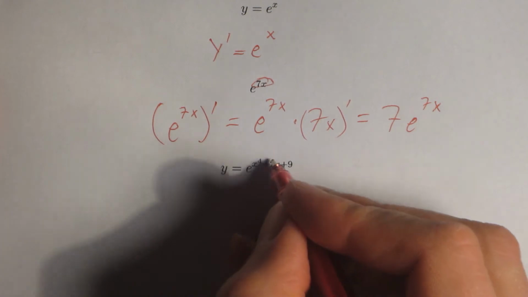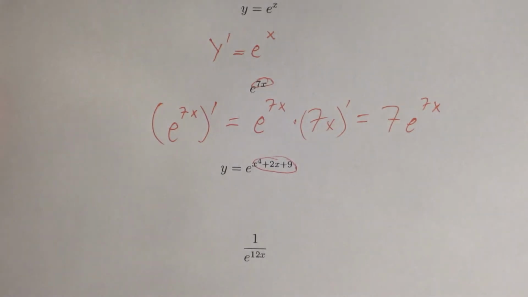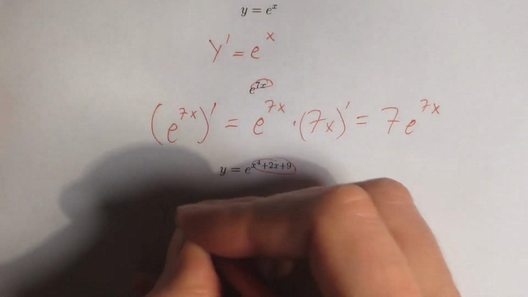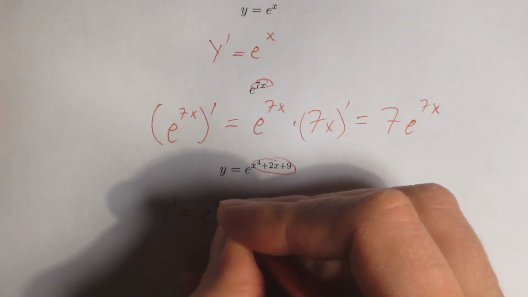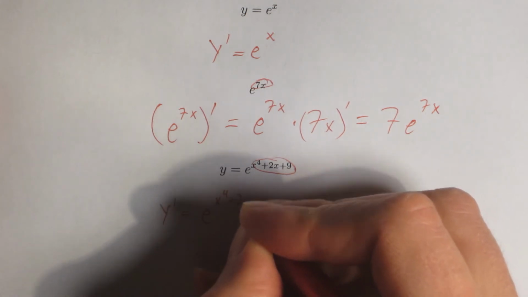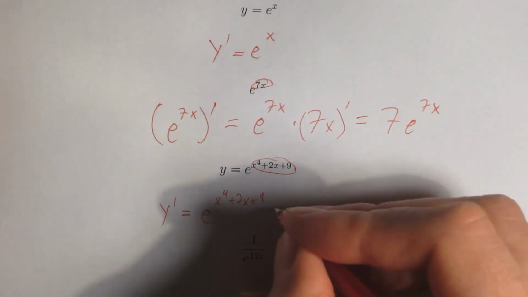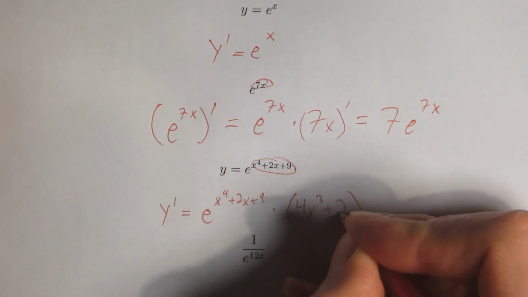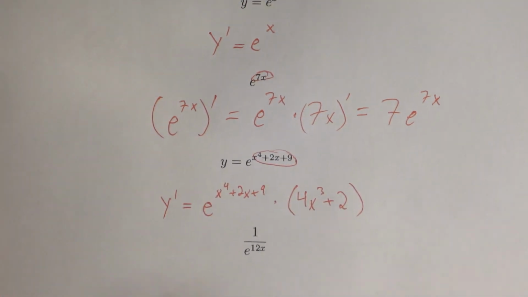Here the story is similar. We view x^4 plus 2x plus 9 as the inner function and use the chain rule. So inside your head you have e to the power of something. The derivative y prime here becomes e to the power of (x^4 plus 2x plus 9) multiplied by all of (4x^3 plus 2). Note the brackets.